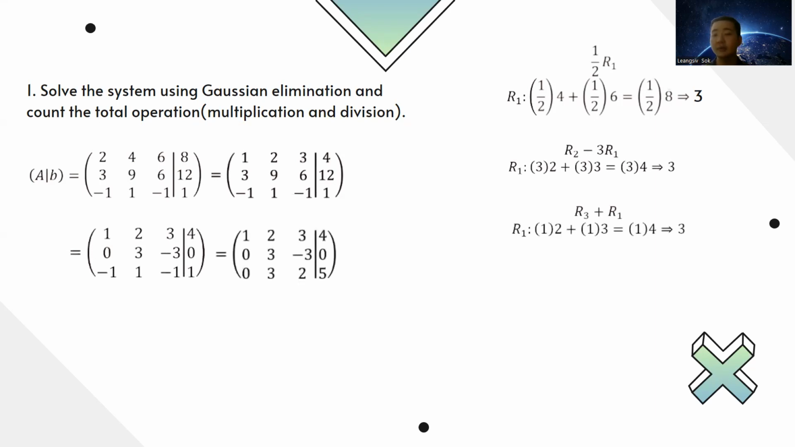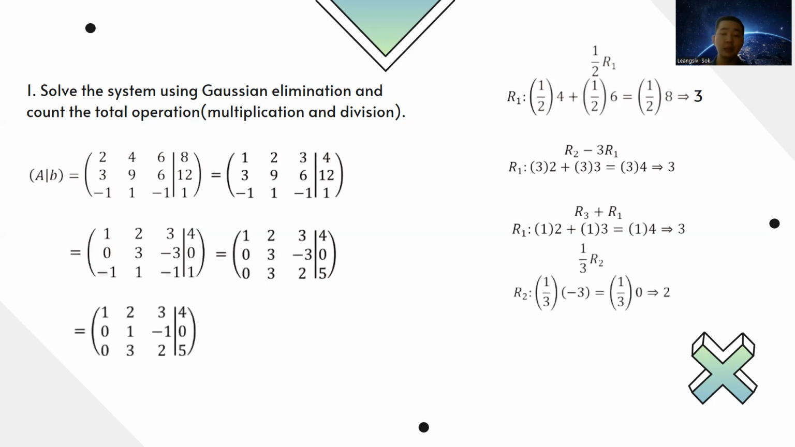So the next operation will take row 3 plus row 1. The first one we don't do because it is a pivot. The first column of the first row is a pivot, so we start from the second column of the first row: 1 times 2, and 3 times 1, and 4 times 1, equal to 3 operations in this line.